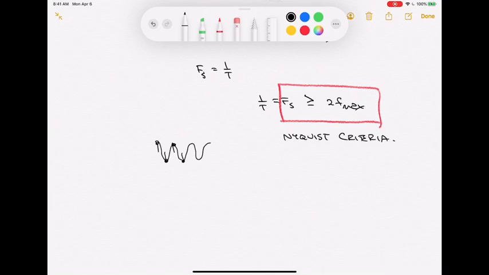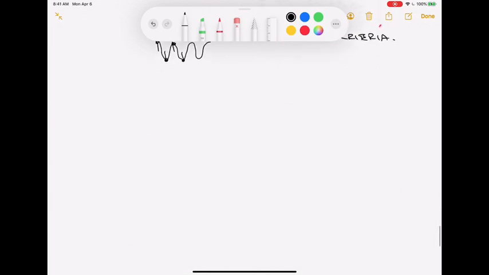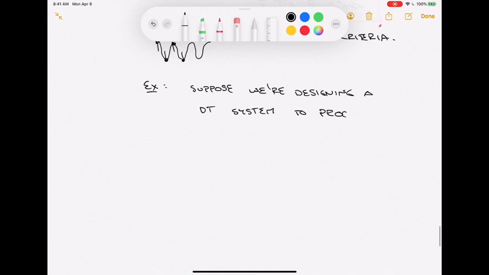So as an example of this, just very briefly, a quick example, suppose we're designing a discrete time system to process audio. You can think about this as being music.